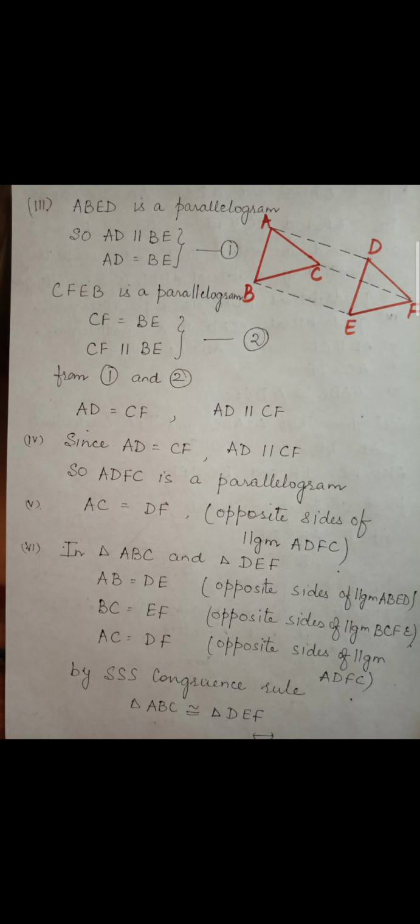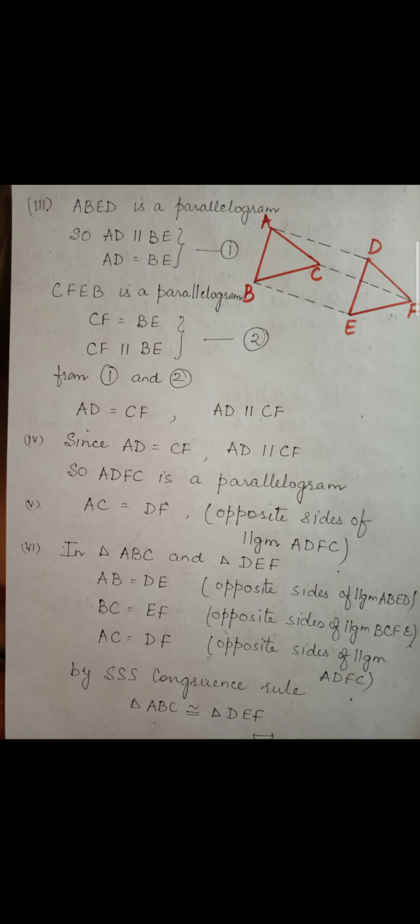Now fourth part, we have to prove ADFC is a parallelogram. So AC is equal to DF, AC parallel to DF. So ADFC is a parallelogram. If ADFC is a parallelogram, then AC is equal to DF. Opposite sides of a parallelogram are equal. Now we are proceeding to the last part. We have to prove triangle ABC congruent to triangle DEF.